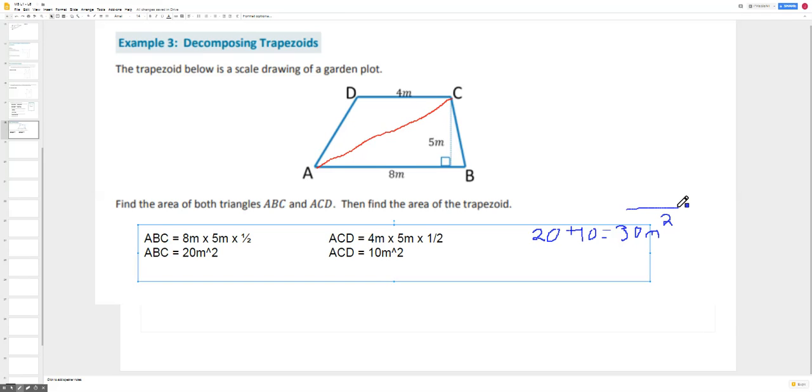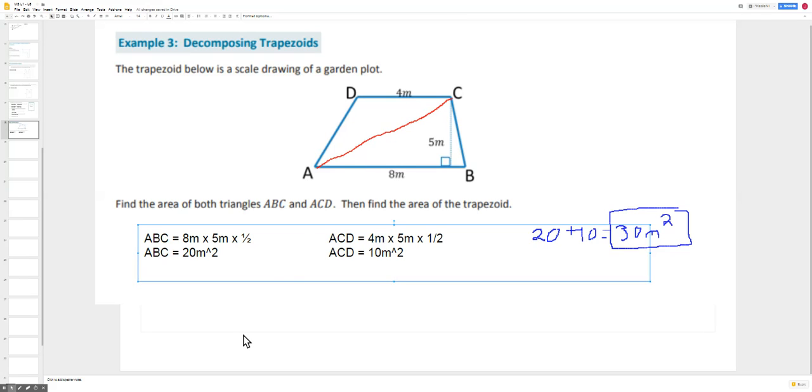So as you can see, even though there is a formula for the area of a trapezoid, this is a way we can start seeing what that formula could be. We can simply cut that into two triangles, find the area of one, find the area of the other, and just combine them together. Very, very similar to what we did on the other one.